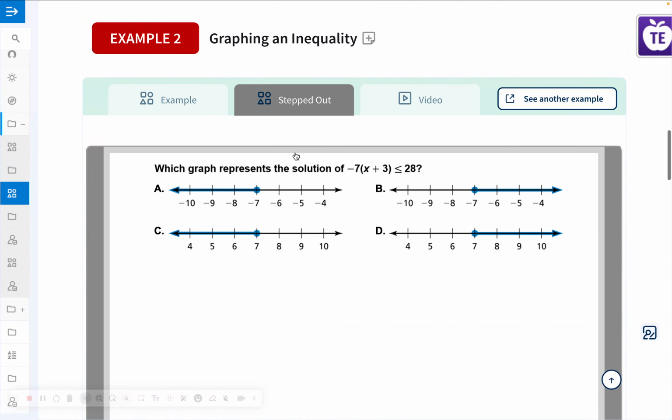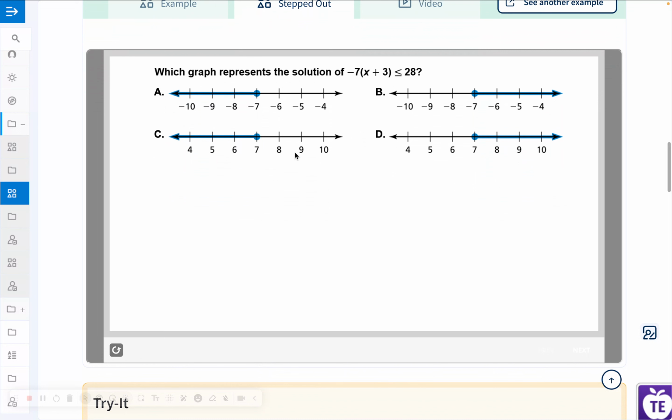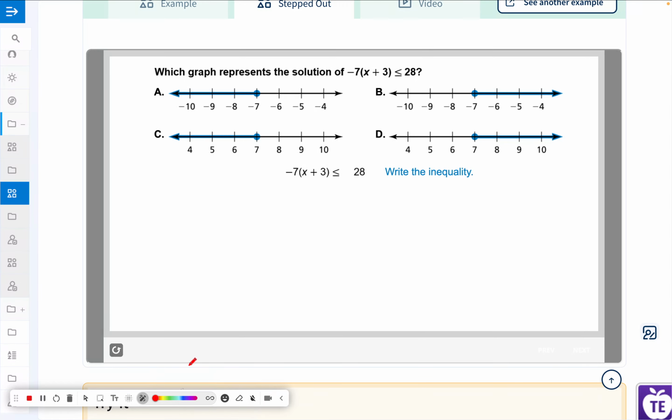Okay. Now, we got something that looks a little different here. They're giving you a graph and they're asking you which one works. Okay. So the easiest thing to do is just write it down, the problem. That section that we did before we took the iLearn. You're going to take that 7 and you're going to distribute it to both the x and to the 3.